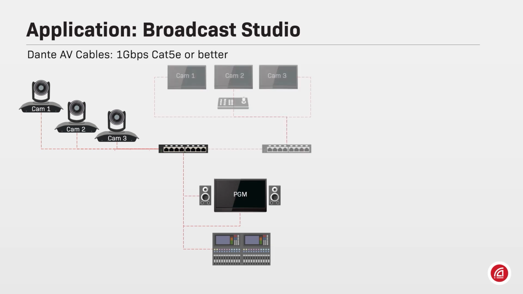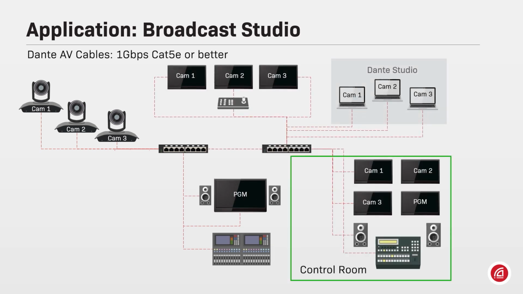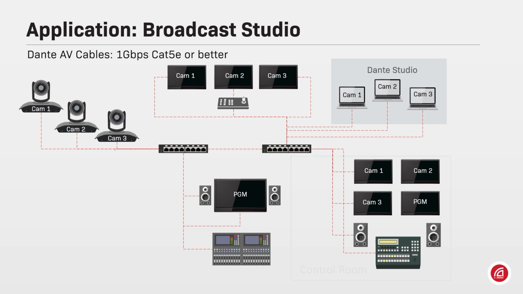As the control room is located far from the studio, the switch inside the studio will need to be connected to other switches until it reaches the control room. These connections are called uplinks or trunk lines and must accommodate the total bandwidth of all Dante AV cameras, considering the technical specifications of the codec being used.